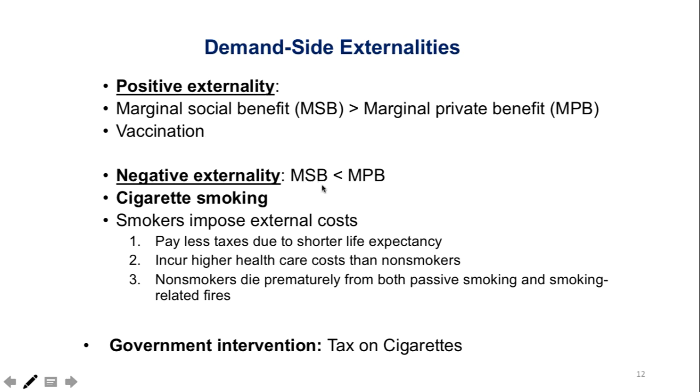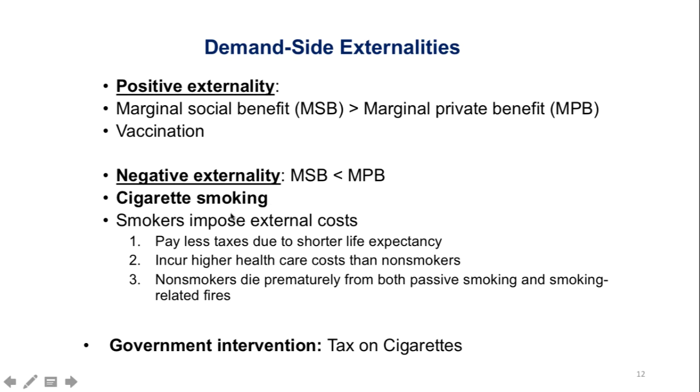So the negative externality would be when the marginal social benefit is smaller than the marginal private benefit. This is the demand side, we are looking at the benefit, right? Looking at the demand side, the negative externality is when the marginal social benefit is smaller than the marginal private benefit. So for example, cigarettes.